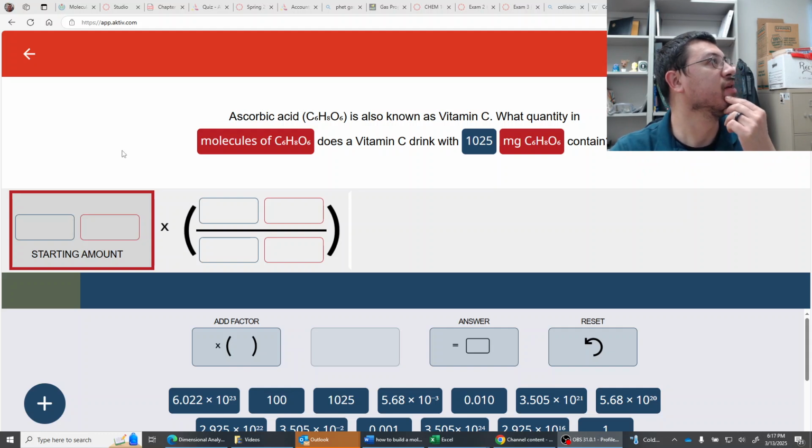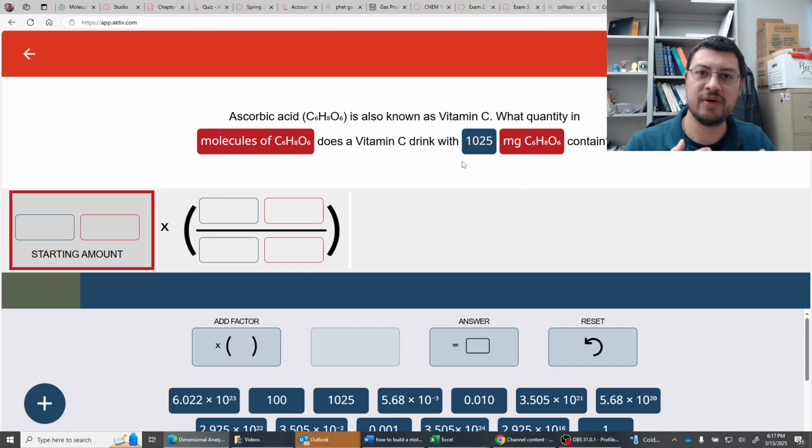All right, ascorbic acid. How many molecules of ascorbic acid are in 1025 milligrams of ascorbic acid? Okay, so we have to go grams to moles to molecules. Except they gave us milligrams, which is kind of annoying, so we have a little busy work to do there.